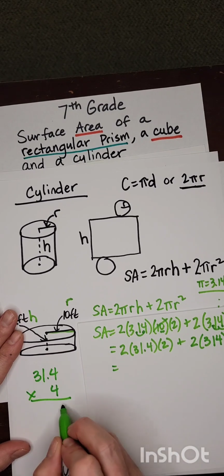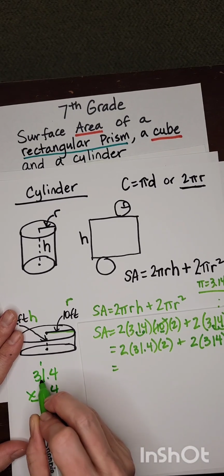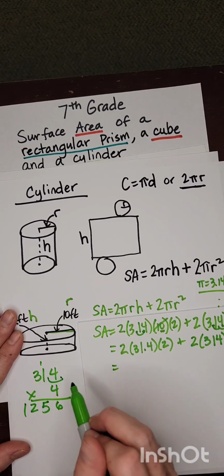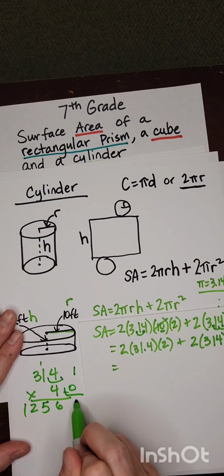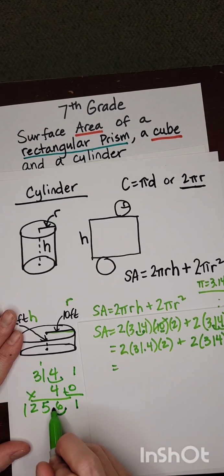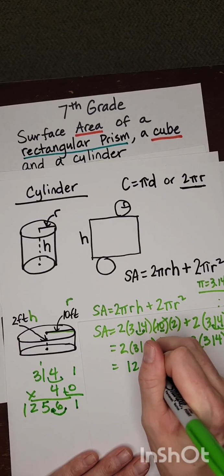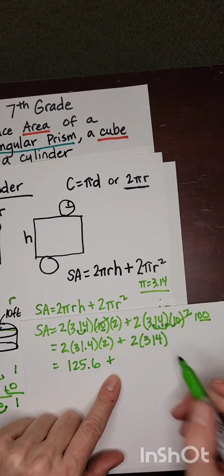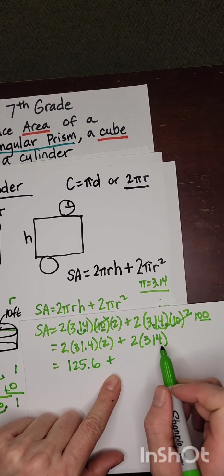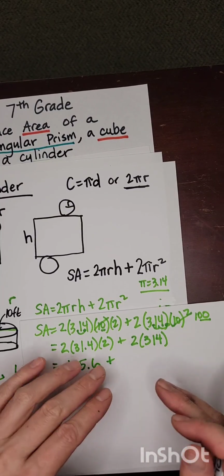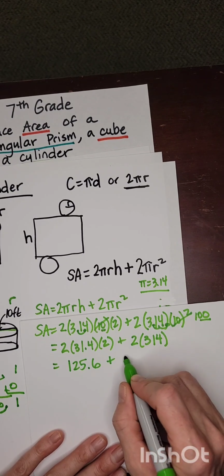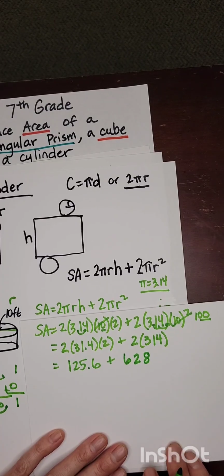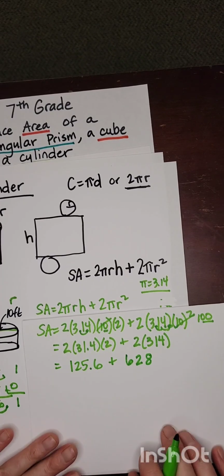4 times 4 is 16. Carry the 1. 4 times 1, sorry, is 4, plus 1 is 5. 4 times 3 is 12. I have 1 decimal place, and I have no decimal places, so that's 1 in my answer. We start on the right, we move over 1 to the left, so that gives me 125.6 plus 2 times 314. Now, these numbers are small enough, they're less than 5, so that means if I double them, I'm not going to have to worry about carrying anything. So 2 times 3 is 6. 2 times 1 is 2. 2 times 4 is 8. So that's just 628.